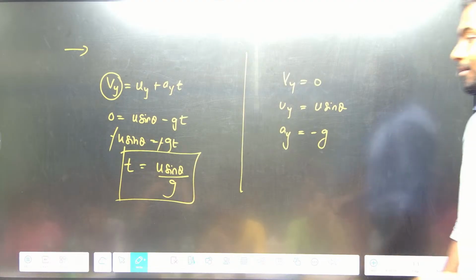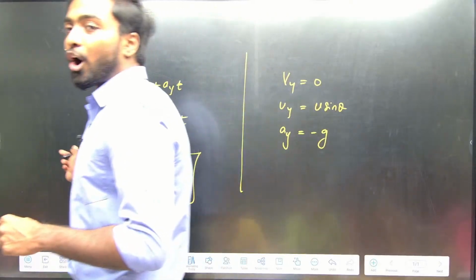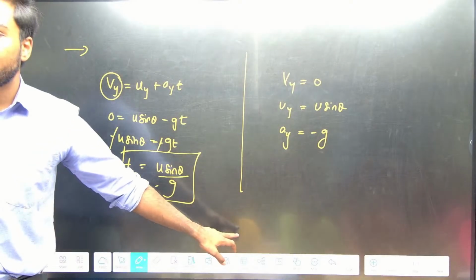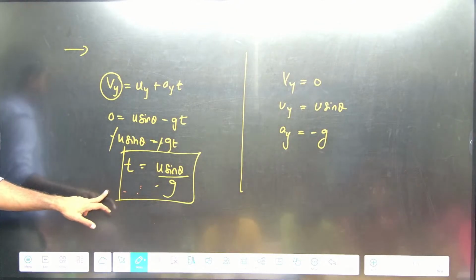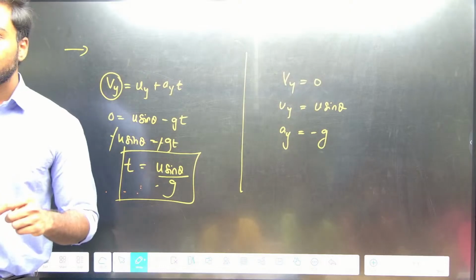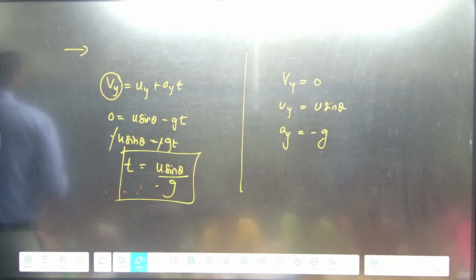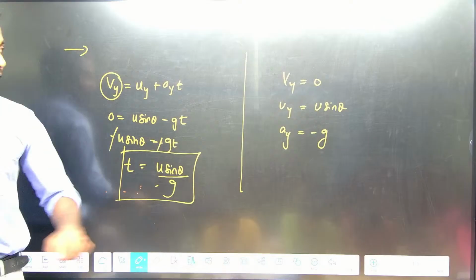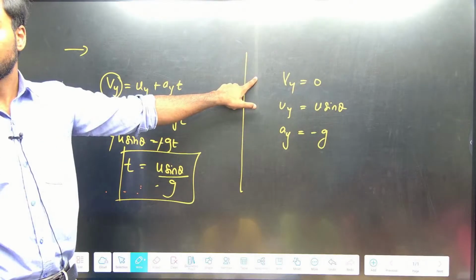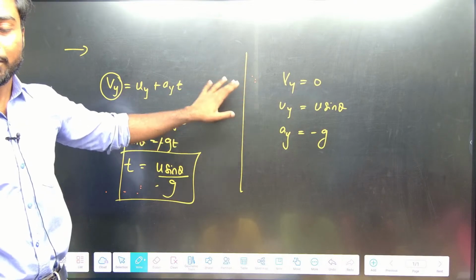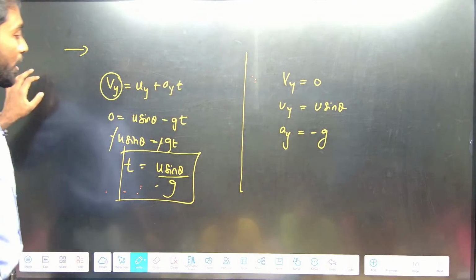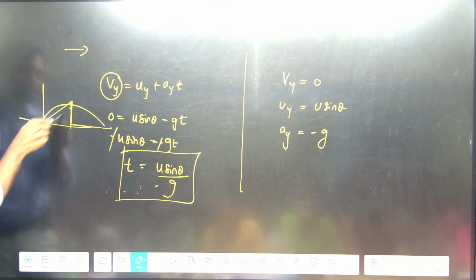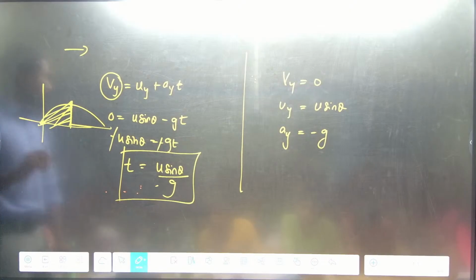So write down the point. This is the time taken by the object to reach the maximum height. We are talking about only the maximum height here. Only the half level we are talking, only up to this level, this region we are talking.